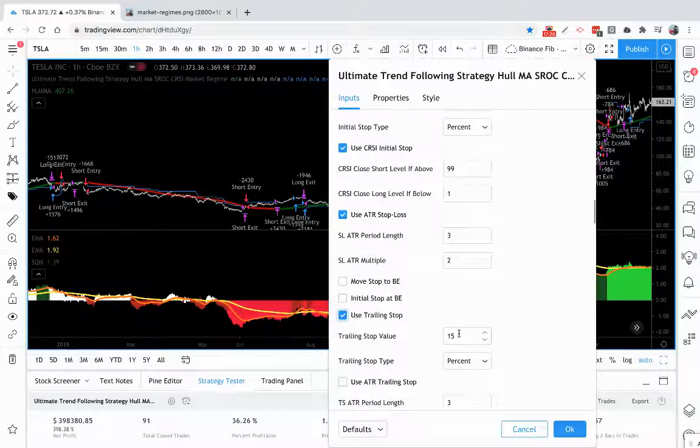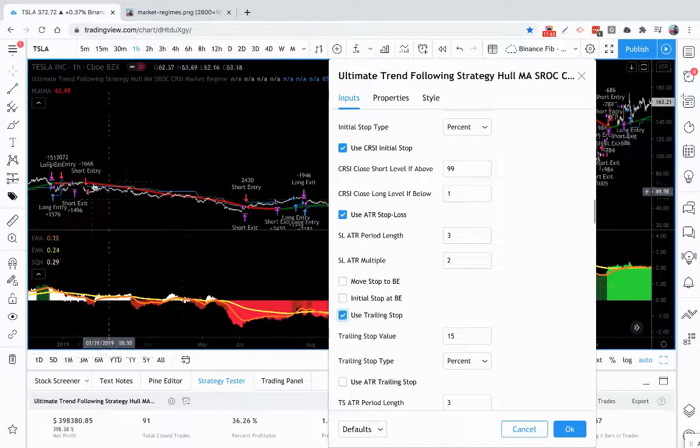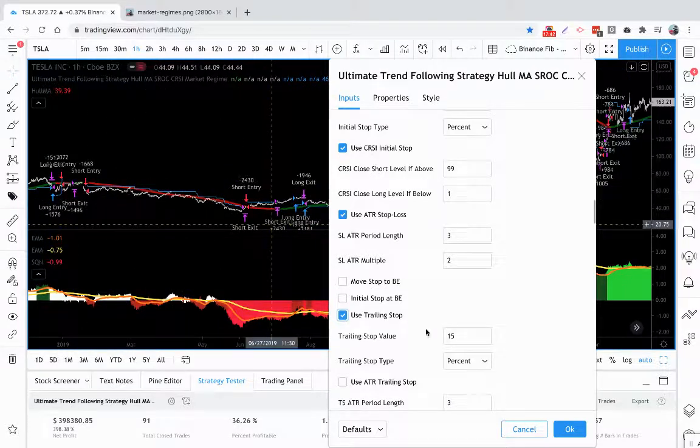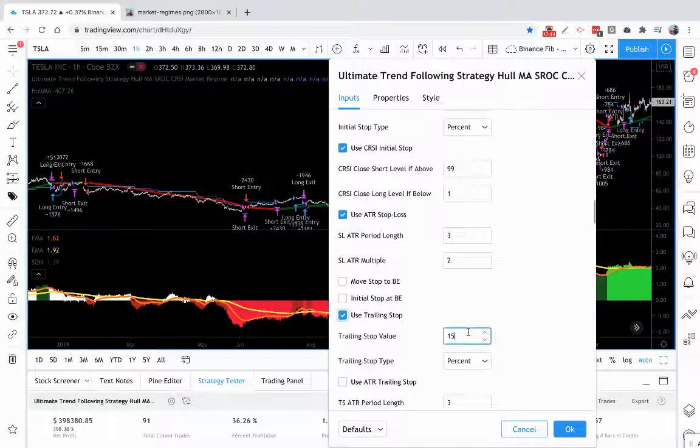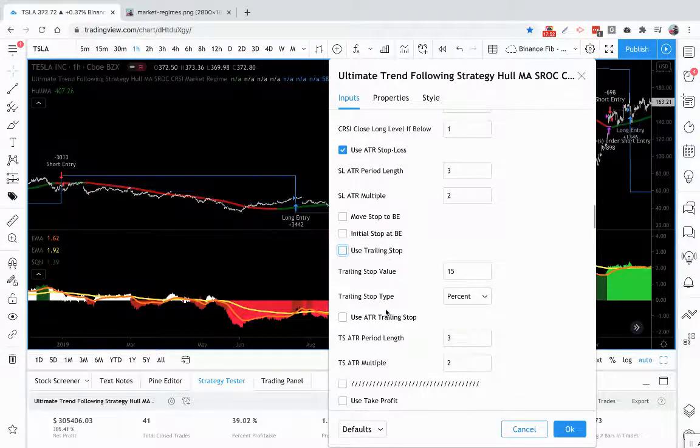You can see here I have a 15% trail stop applied, and with just the stop loss only with the trailing stop, we start to trail price. And you can put any percent in there you want. You can use ticks or pips also if you're trading in the markets. If you don't want to use a fixed percent and you want to use an average true range trailing stop, you can do that also.